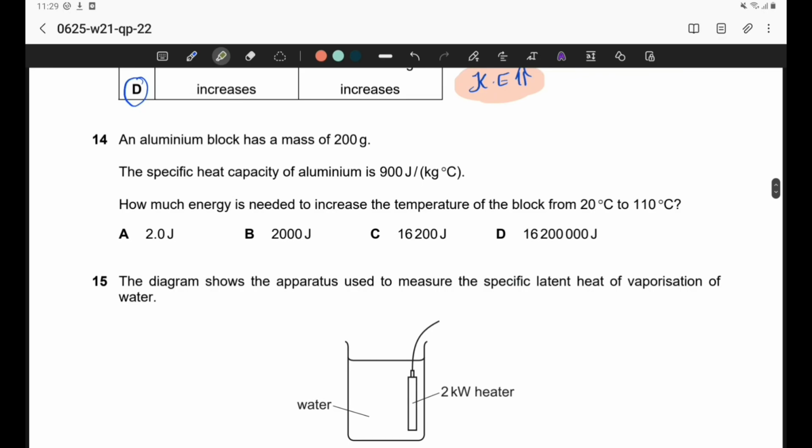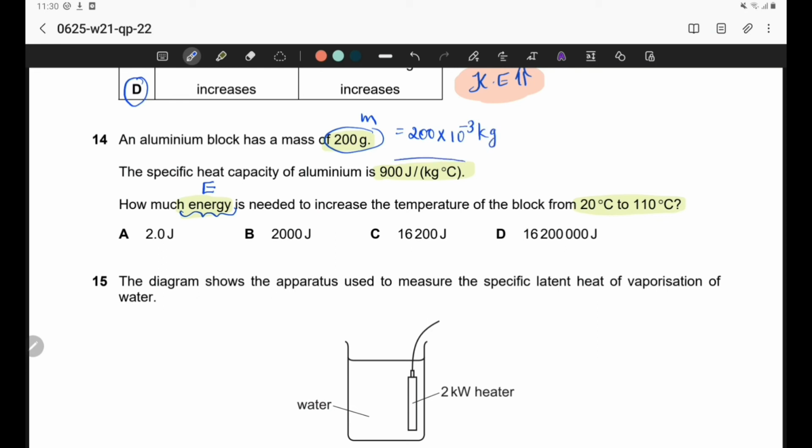14. An aluminium block has a mass of 200 gram. The specific heat capacity of the aluminium is 900 joule per kg degree Celsius. How much energy is required to increase the temperature of the block from 20 degrees Celsius to 110 degrees Celsius? So in this question, we just need to calculate the energy needed, where the mass of the object is given, which is 200 gram, which we have to convert into kilogram. In order to convert gram into kilogram, we should multiply with 10 to the power minus 3. So we will get mass in kilogram.